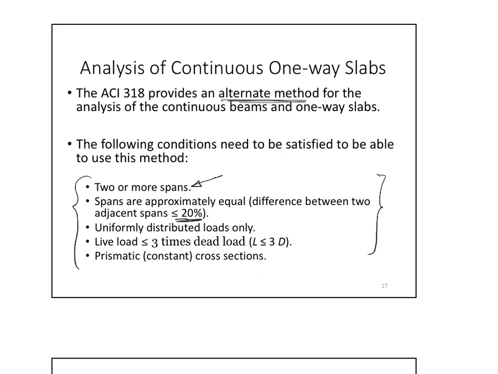Number three is uniformly distributed loads only. So I cannot use concentrated loads with this method. And live loads are not very high. They cannot exceed 3 times the dead load. And prismatic or constant cross sections, which means the cross sections don't change. Okay?